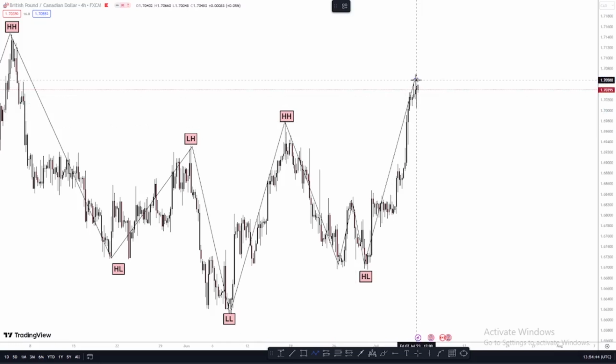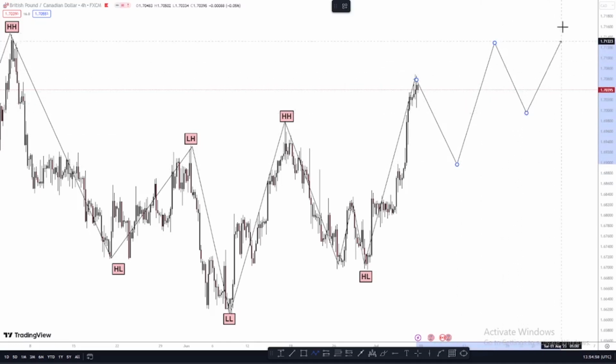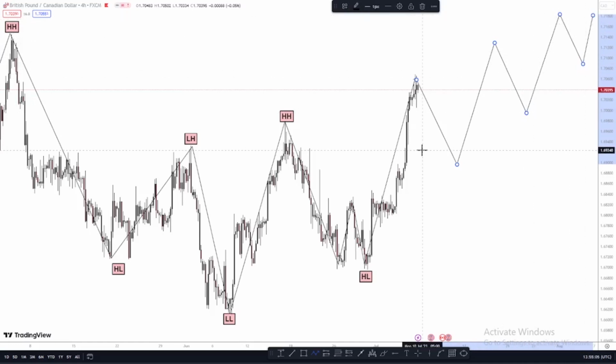You get me? So after this high is created, what are we expecting next from price? We're expecting price to come back down to create a new higher low. So we continue back up to create a higher high, higher low, so on and so forth. Alright? So now looking at the structures we've identified, we know price is in an uptrend.